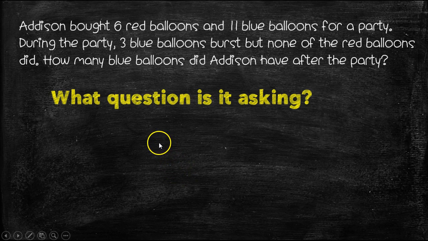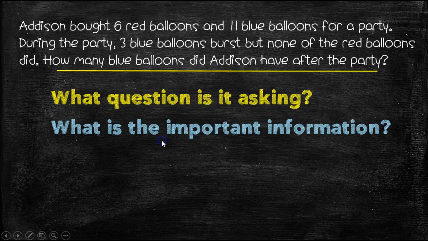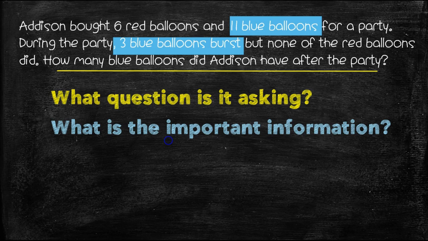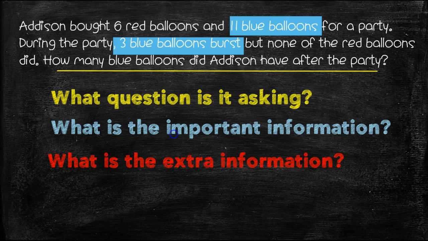Well, it's asking us how many blue balloons did Addison have after the party? So we're going to go ahead and underline that. The next thing you need to do is highlight the important information. So the question is asking us how many blue balloons did Addison have after the party? So we're going to highlight the important information dealing with the blue balloons. So it says that Addison bought 11 blue balloons and then 3 blue balloons burst.